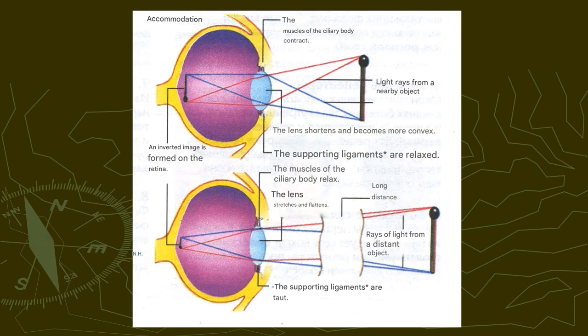Here the same thing can be seen again, how accommodation happens. If we consider a far distance, the lens is in a relaxed state. That is, the muscle of the ciliary body is weakened, and the lens is flattened. When we approach, on the contrary, the lens shortens. The lens becomes more convex, so we get a clear image on the retina.